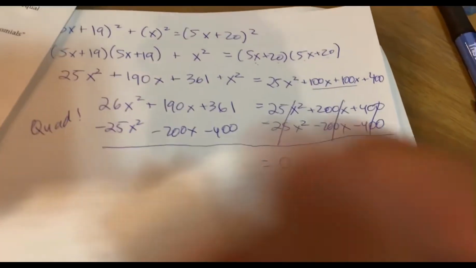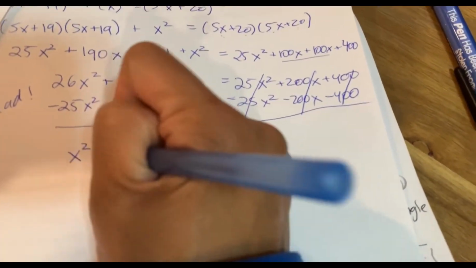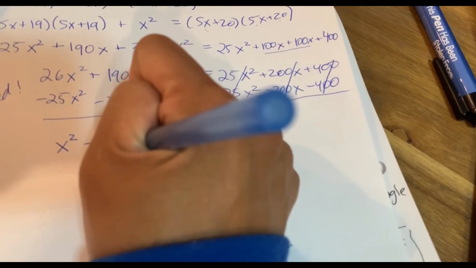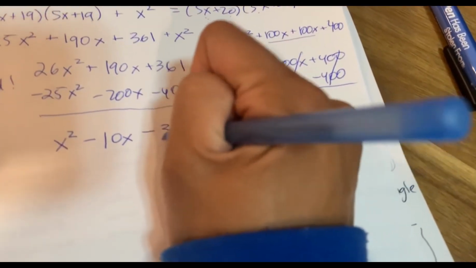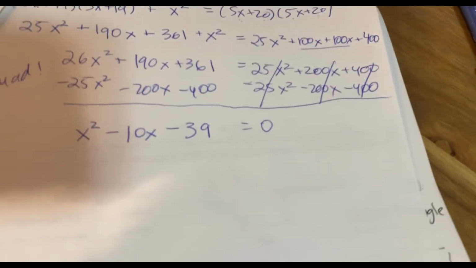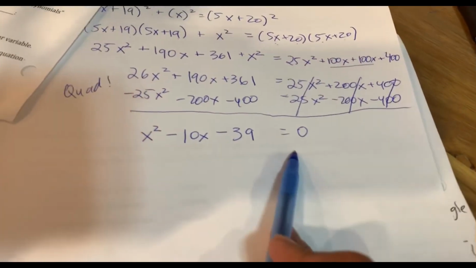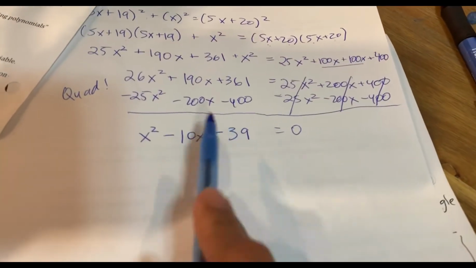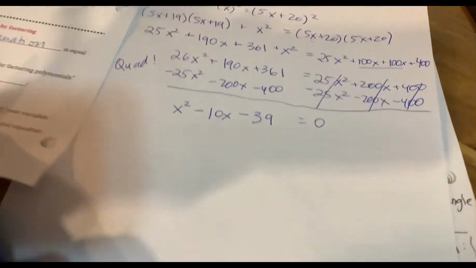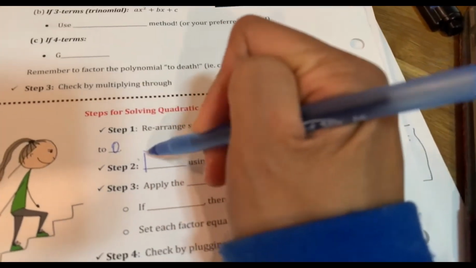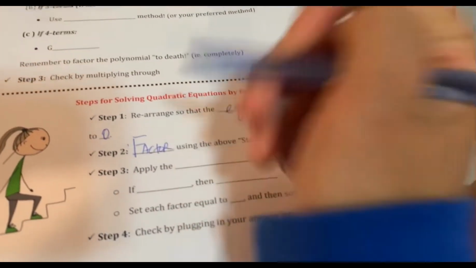And then on the left side, I get x² − 10x − 39. Sorry, I'm trying to do it in my head right now. So hey, what do you know? This looks really nice and simple compared to what I first started off with. Once I have it set equal to 0, what do I do next? Step 2 is the big F word, factor. Factor using the steps for factoring.